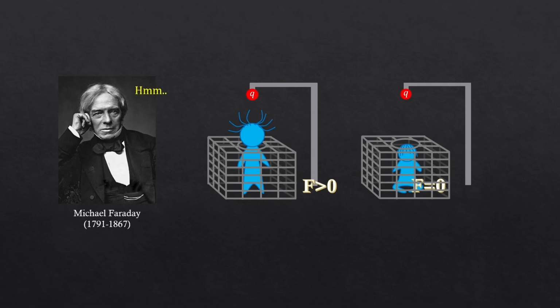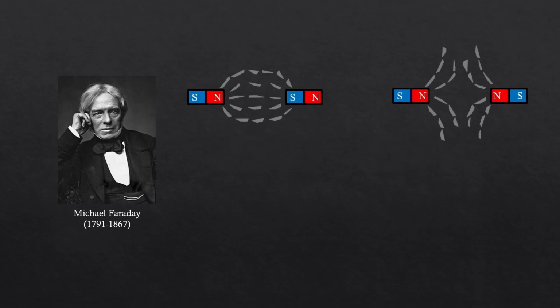Faraday believed that this phenomenon indicated that the force inside the cage somehow got cancelled and disappeared. But how would that cancellation work? He recalled the iron filings that respond to magnets. You've probably done this experiment at school or seen it online, right?